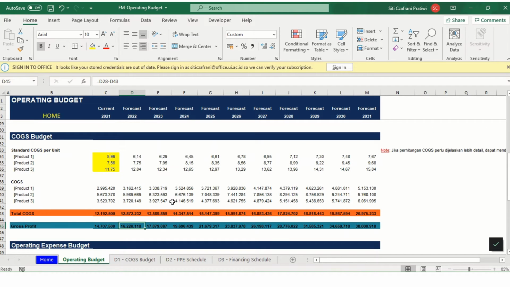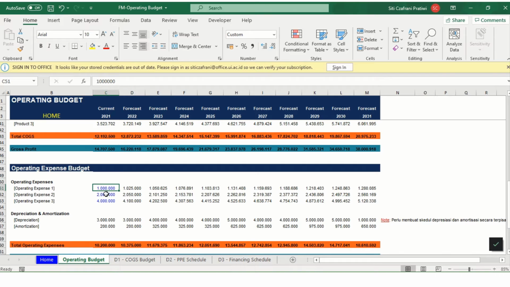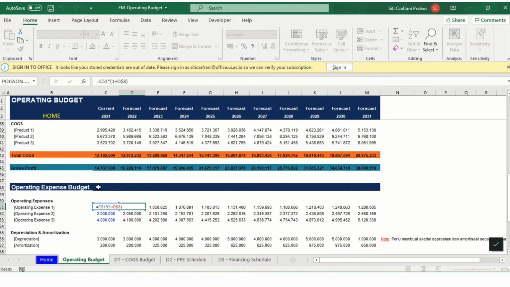After we have the cost of goods sold budget, the final one is the operating expense budget. Please classify your operating expense here with what you already made in your input assumption. For example, salary expense, maintenance expense, utilities expense, advertisement, etc. You just put it here for the operating expense in year one. Meanwhile, in the second year and the rest, you simply multiply it with the growth of the cost.